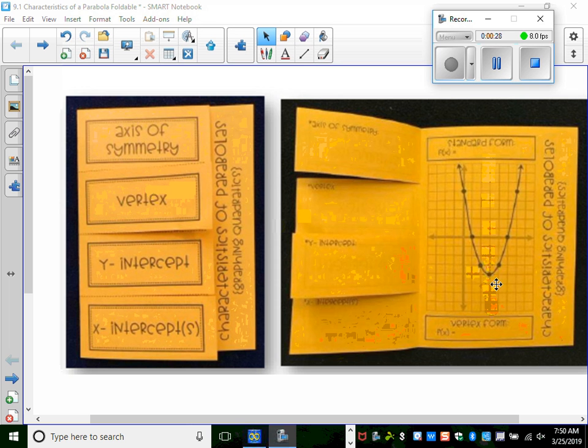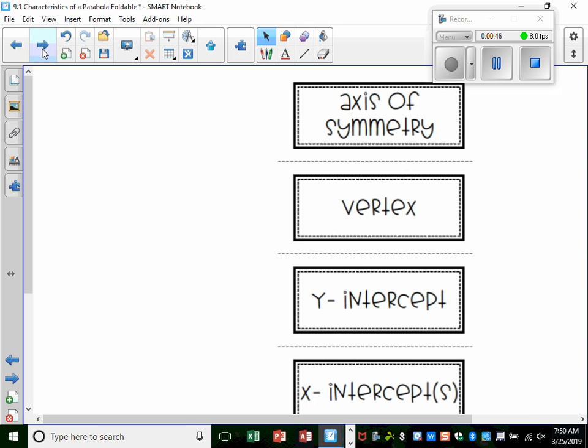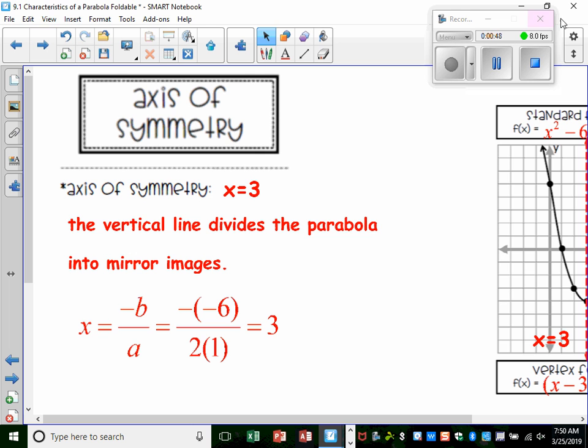The vertex is this point right here where it dips. And of course, if it's going the opposite way, it would be the top point. So that's called your vertex. And then we're going to talk about the y-intercepts and the x-intercepts. All right, so let's start with the first one.